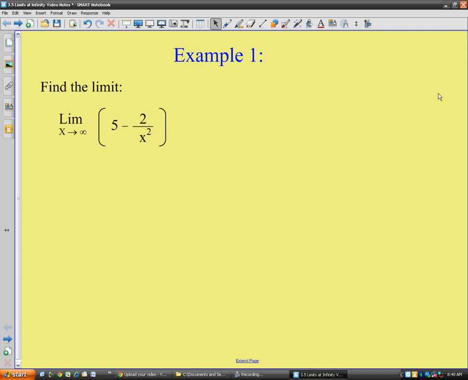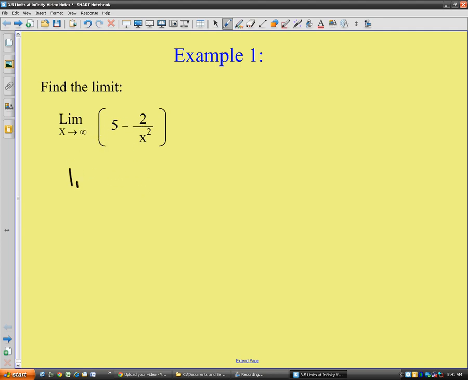Hello and welcome to section 3.5, limits at infinity. We're going to go through today and find limits at infinity. This should be a little bit of a review of limits for you, so hopefully it's not a terrible situation, but we're going to ask you to find the limit as x goes to infinity for each one of these.